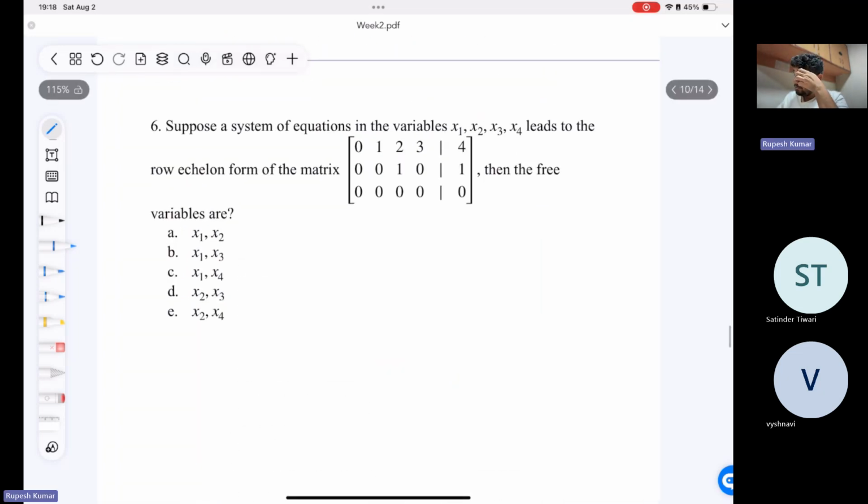Question number 6. Suppose a system of equations in the variables leads to the row echelon form, which is this. Then the free variables are, right? Everyone, do you remember the class lectures? What are free variables? So non-pivot variables are free variables, right? You remember this?